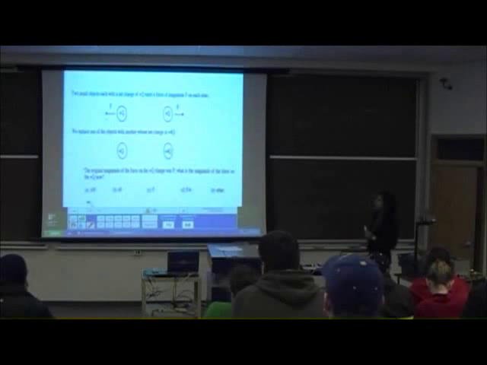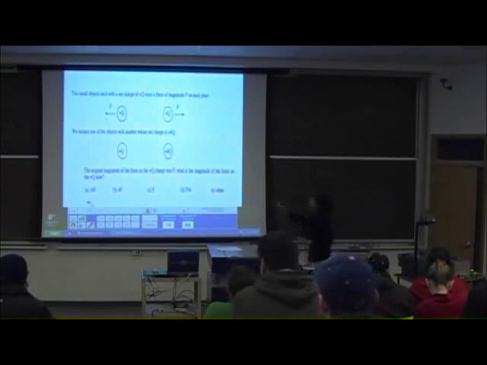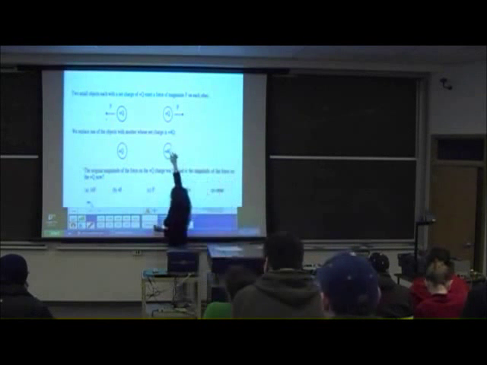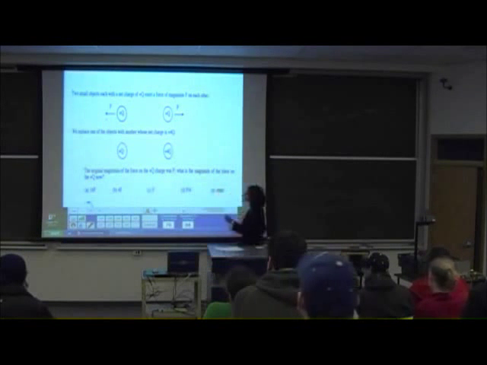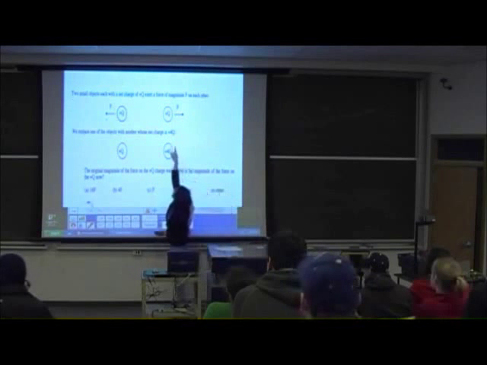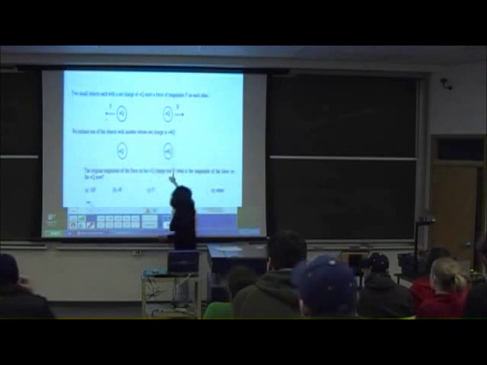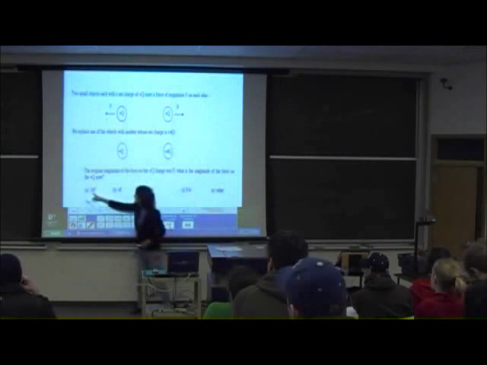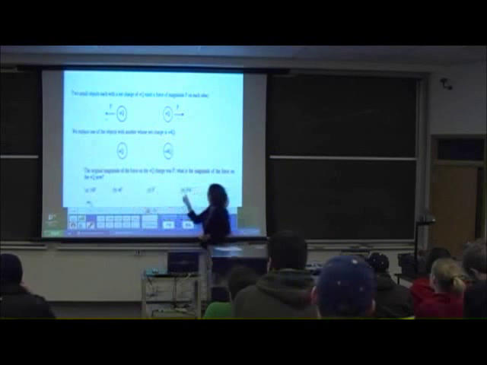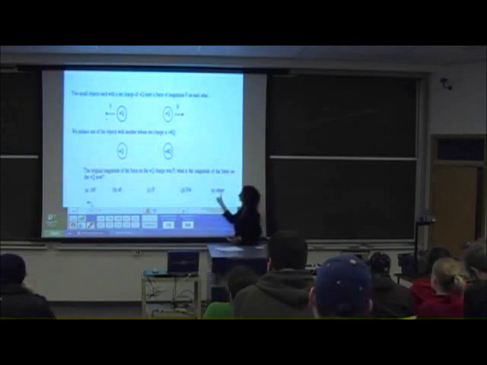We replace one of the objects with another charge, which is plus 4q. So instead of q, we replace it with 4q. The original magnitude of the force on charge q, suppose the force there is F, we are calling it F. Then what would be the force between these two charges? That's the question. Your choices are 16F, 4F, F, F over 4, other.